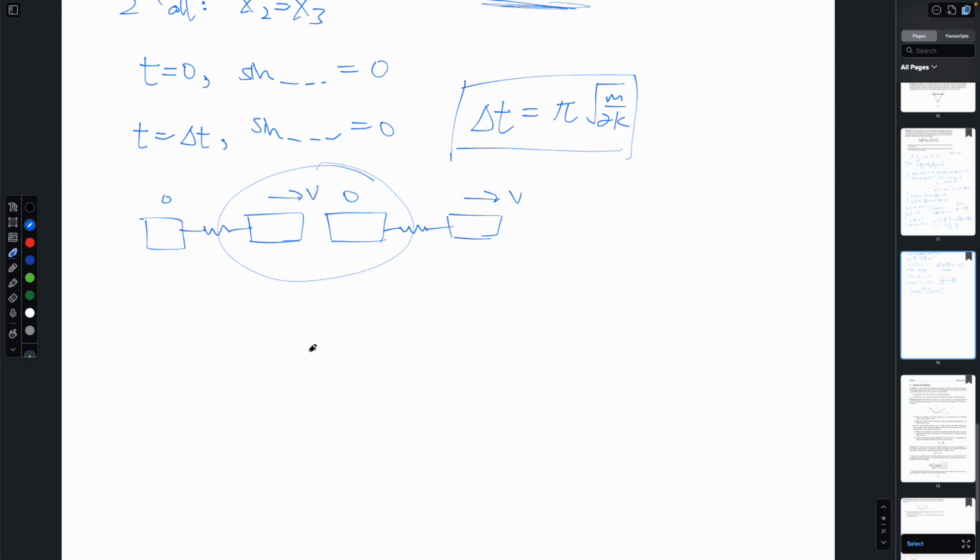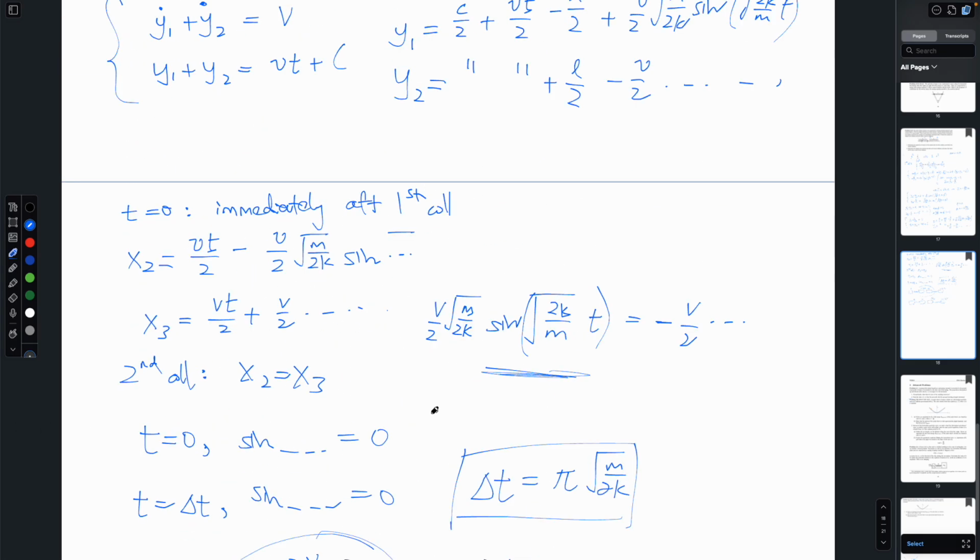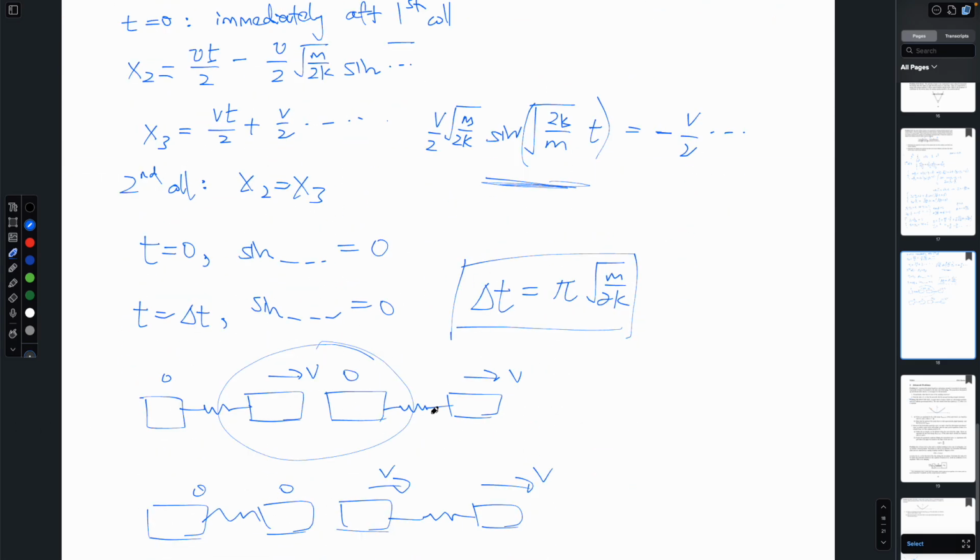So when you transfer the collision again, it's just going to become like this. 0, 0, V, and V. You know what I mean? It's exactly half a period later, so the exact opposite of what was initially happening. So there will only be two collisions, because the left one will become stationary and the right one will just travel away. Yeah, okay. Makes sense? Still don't get where x came from.